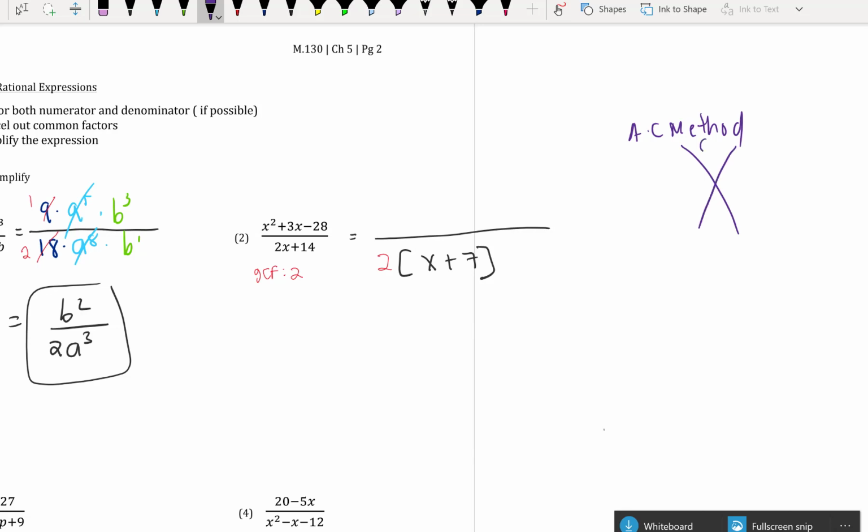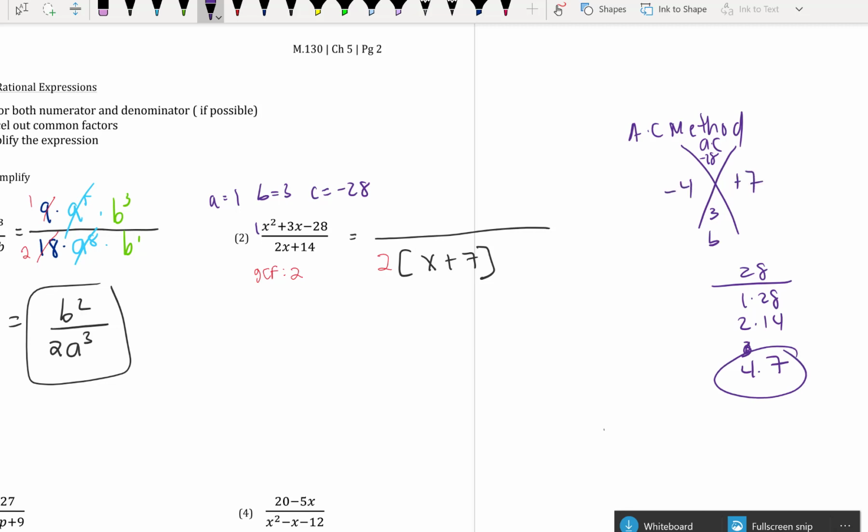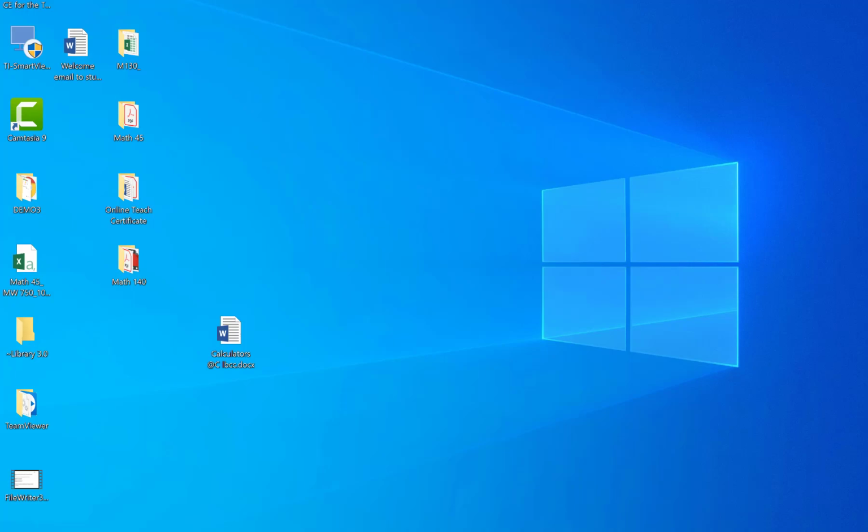And here, I like the AC method because that leading coefficient is 1. So I have my a equal to 1, my b equal to 3, and c equal to negative 28. So up on top I have a negative 28 and a positive 3. So our multiples of 28 that are going to add up to 3 would be a negative 4 and a positive 7, which adds to a positive 3. Oops, sorry there, guys.